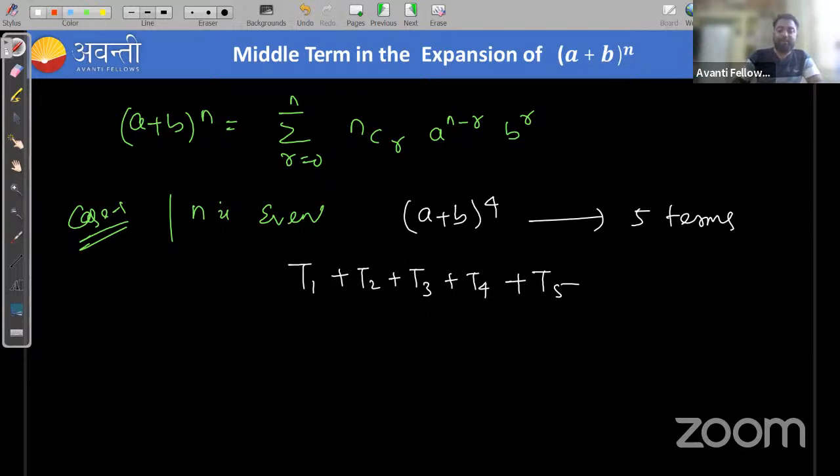We are having the middle term as t3, because to the right of t3 we are having 2 terms, t4 and t5, and to the left of t3 also we are having 2 terms, t1 and t2. So t3 is my middle term here. So when n is even, we are getting a single middle term.